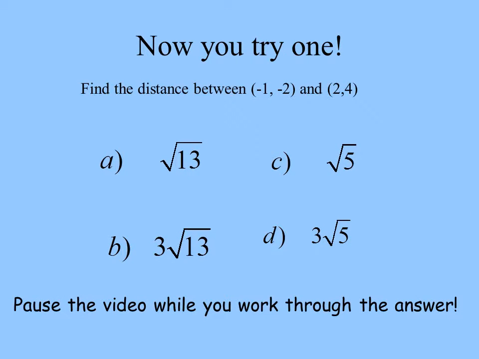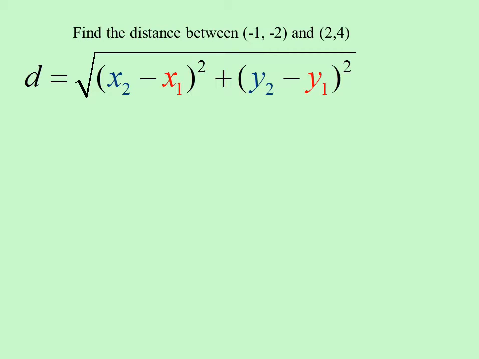All right, now you try one. Find the distance between points negative 1, negative 2, and 2, 4. Go ahead and pause the video while you work through the answer. All right, let's see how you did. Did you get 3 square root of 5? All right, so let's work through that.